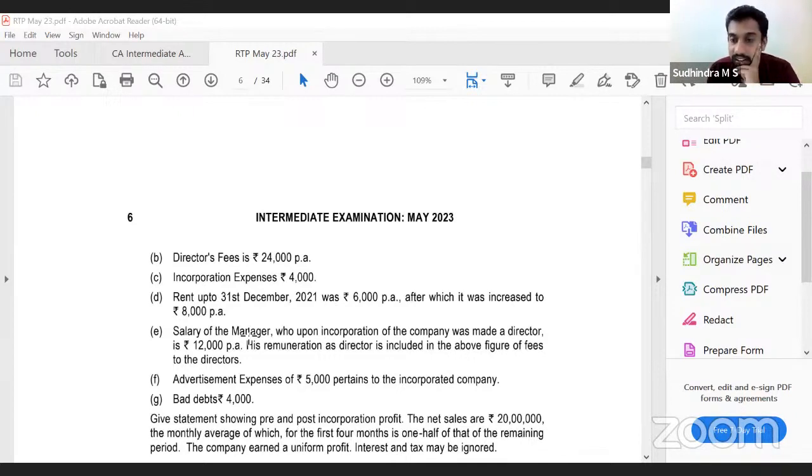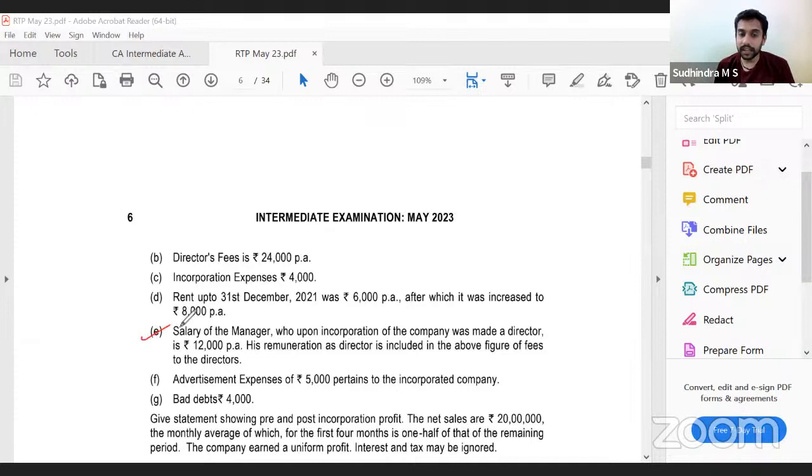No one with the answer? Sir, is it 4,000 and 20,000? For 1 year, it's 12,000. No, sir, the given director fees is 24,000, right? So out of that, 4,000 for pre-incorporation and 20,000 for post-incorporation. This is already done. Director's fees we have already discussed. Director's fees should be post-incorporation. There cannot be a director pre-incorporation.